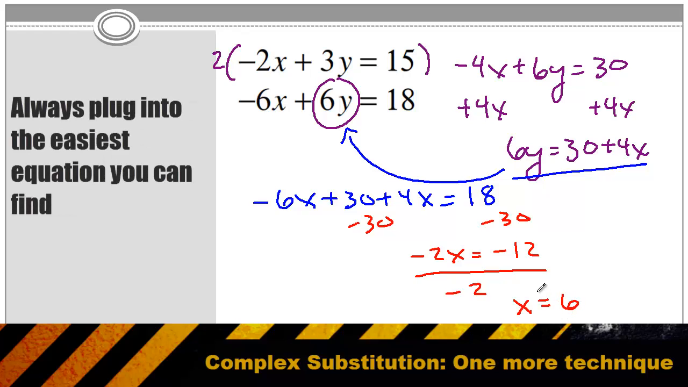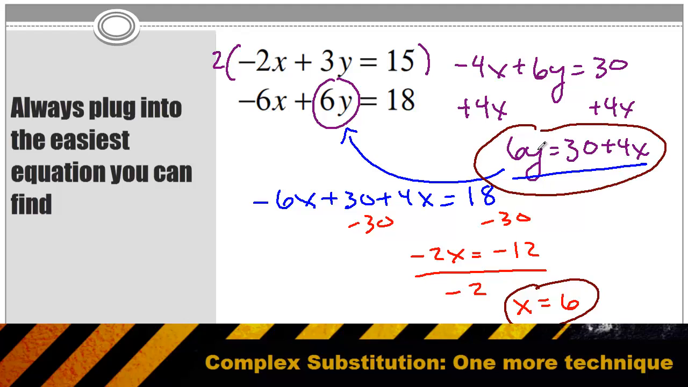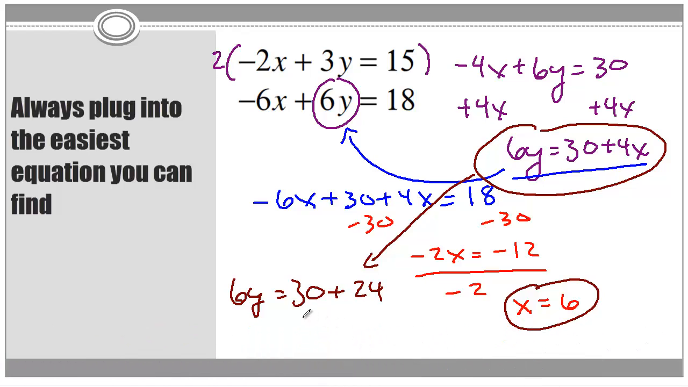And from there, I simply take x is equal to 6 and plug that into the simplest equation that I can find, even if it's not an equation that was originally in the problem. As in this case, I see 6y equals 30 plus 4x. That's probably the simplest equation I can find with both an x and a y. So I can rewrite that equation as 6y is equal to 30 plus 4x, which in this case would be 24. Or 6y is equal to 54. Divide both sides by 6, and I get y is equal to 9.